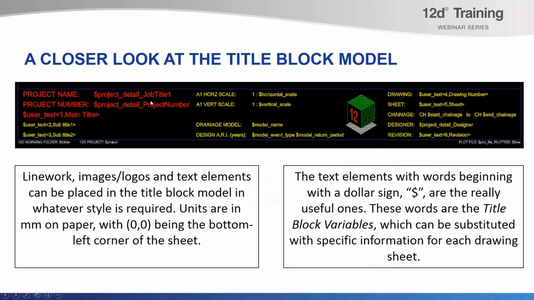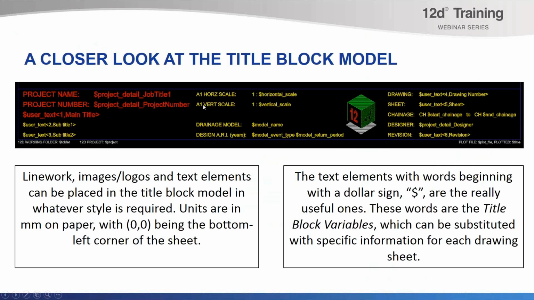Looking in more detail at the bottom of the title block model, we can see there's a little bit of line work and our retro 12D logo in our standard title block file in the library. The rest of it is text, and it's mainly the text that's the important stuff as far as talking about title block variables and linking up to drawing registers.